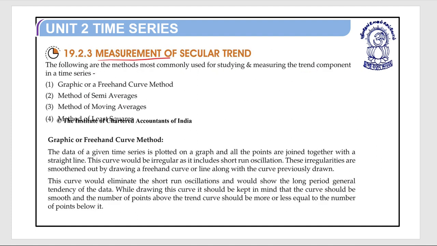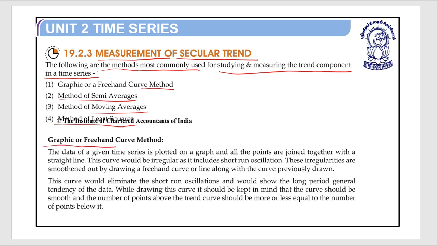Next, measurement of secular trend. The following are the methods most commonly used for studying and measuring the trend component in a time series. First is the graphic or freehand curve method. Second is the method of semi-averages. Third is the method of moving averages. Fourth is the method of least squares.